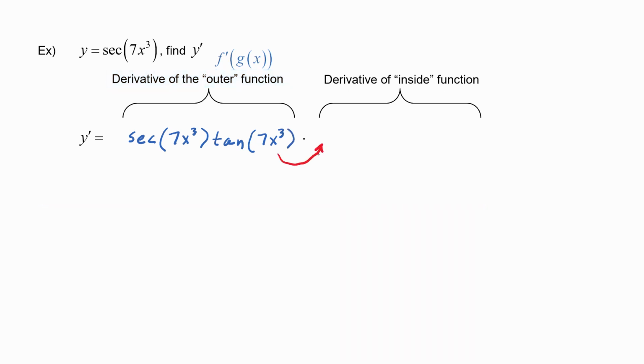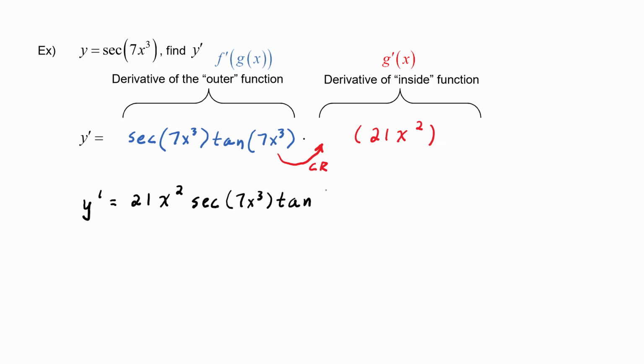Then the chain rule tells us that we have to take it times the derivative of the inside function, which is 7x cubed, and that derivative is 21x squared. So then y prime is equal to 21x squared secant of 7x cubed tangent of 7x cubed.